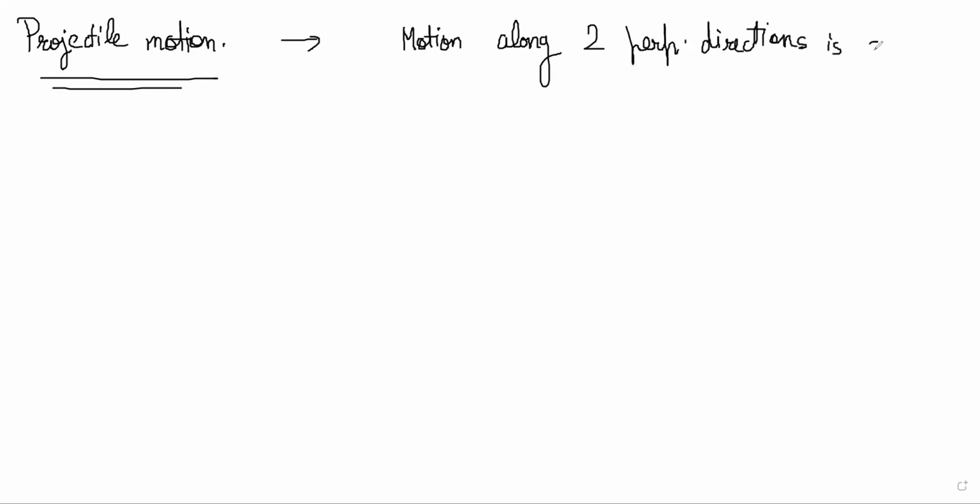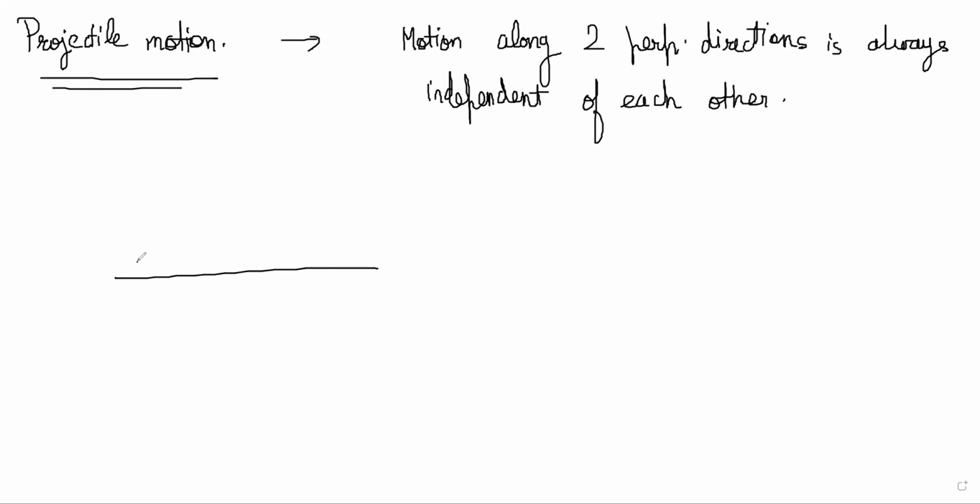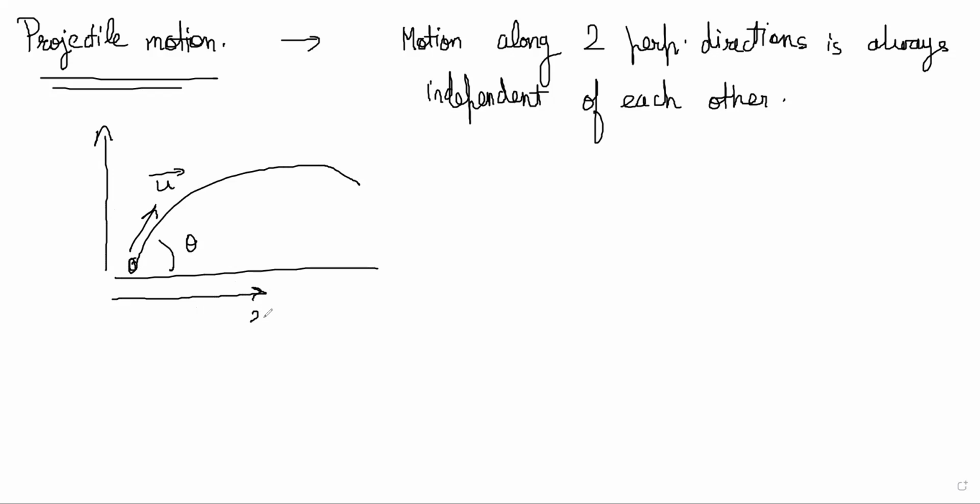The key point that I want to stress a lot here is that motion along two perpendicular directions is always independent of each other. So what do I mean by that statement? I want to explain this particular statement here. If there is a projectile being launched with some initial velocity u and at an angle theta, I can always put a coordinate frame like this, y and like this, x, right?